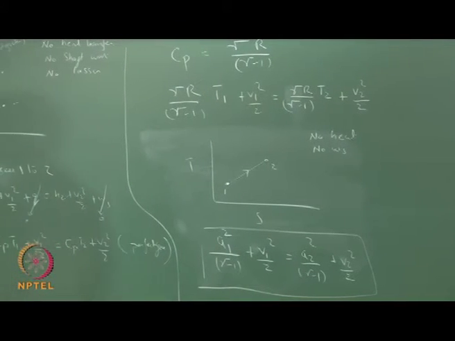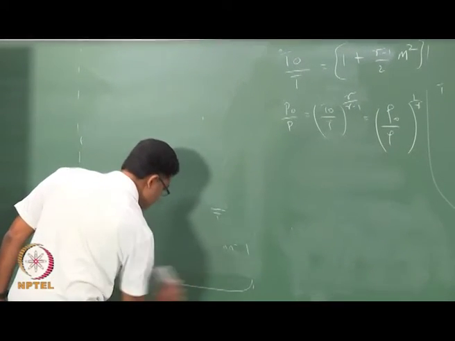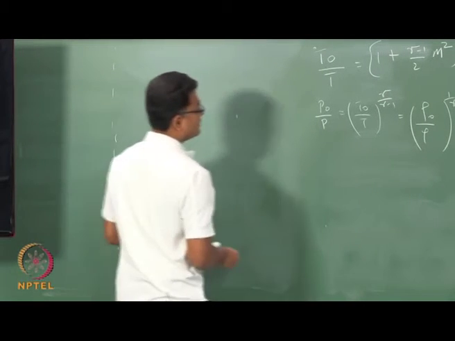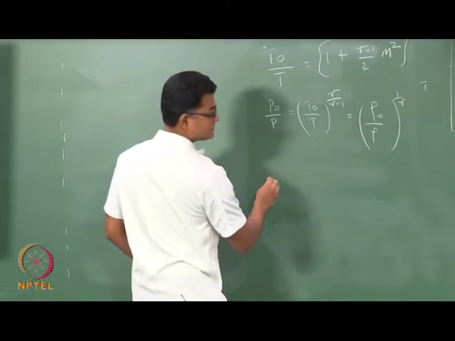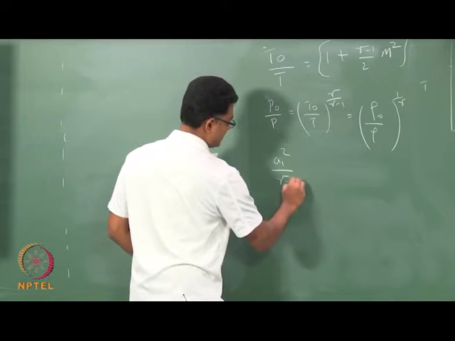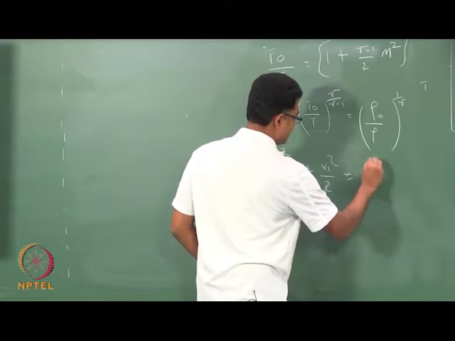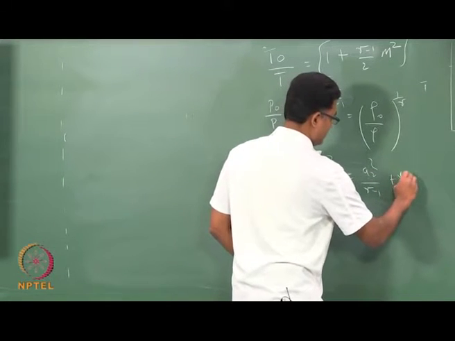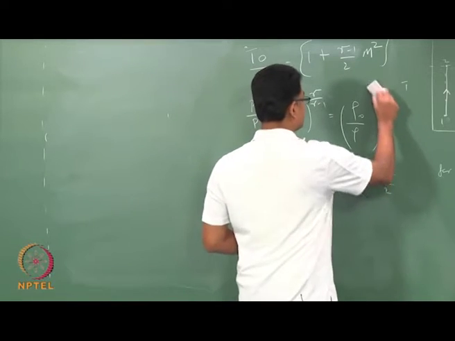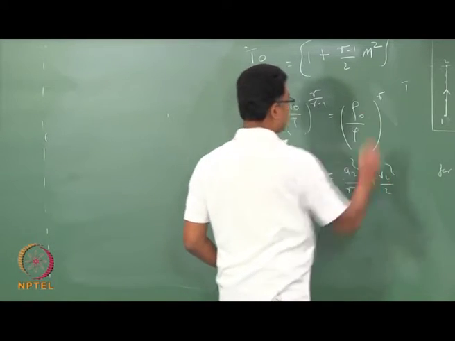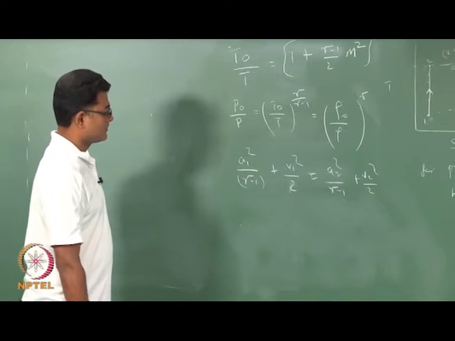Okay. So, the equations we learnt today, I will write it down here. It's already here. I would add it along with this: A1 square by gamma minus 1 plus V1 square by 2 equals A2 square by gamma minus 1 plus V2 square by 2. Okay. So, there is a correction here, this is rho naught by rho to the power gamma.